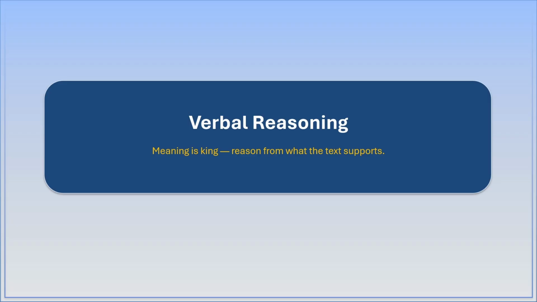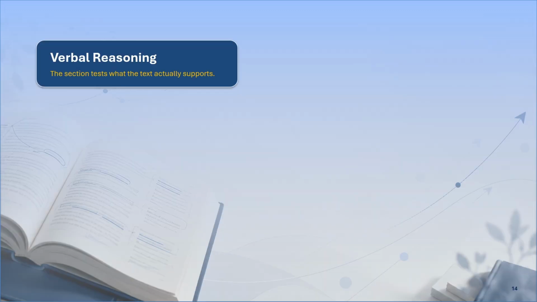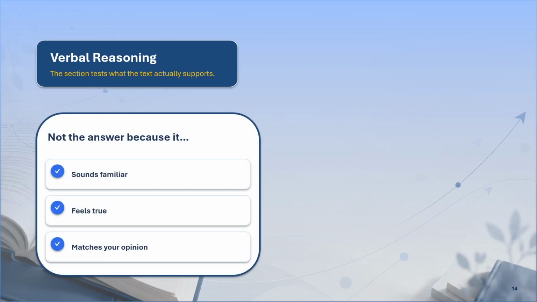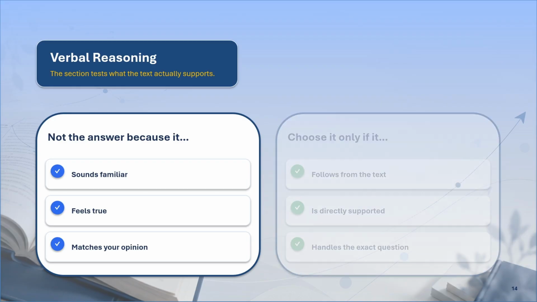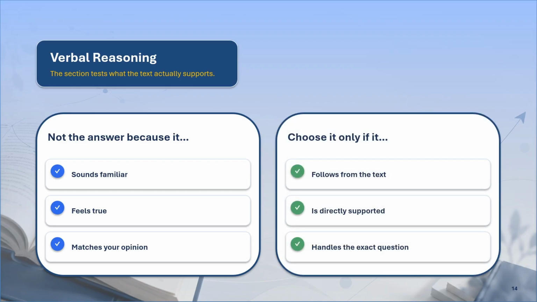Next, let's talk about verbal reasoning. On this section, meaning is king. This section tests whether you can read a passage or argument and understand what is actually being said, not what sounds familiar or feels true or what you personally agree with. It's about what the text actually supports.